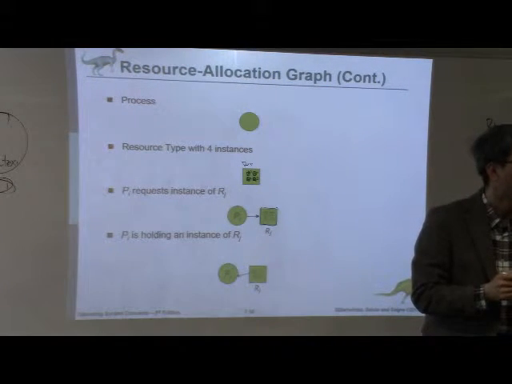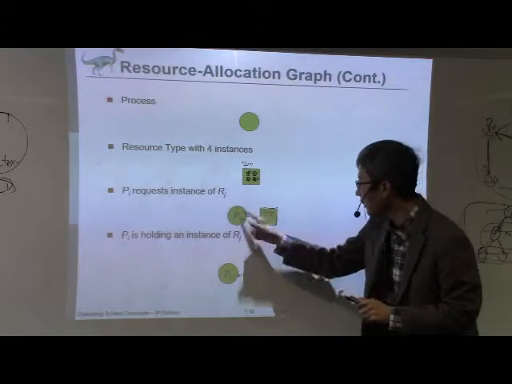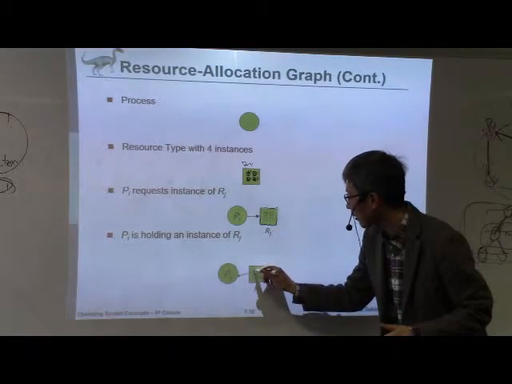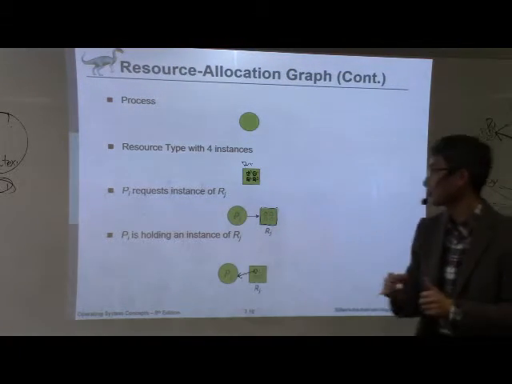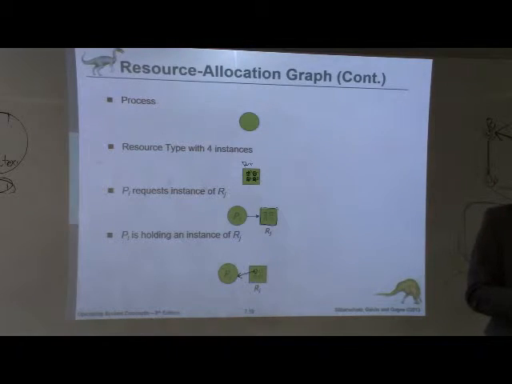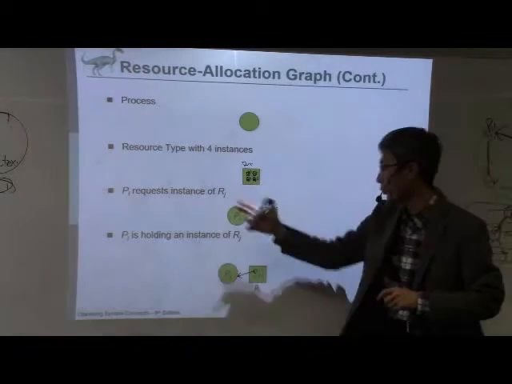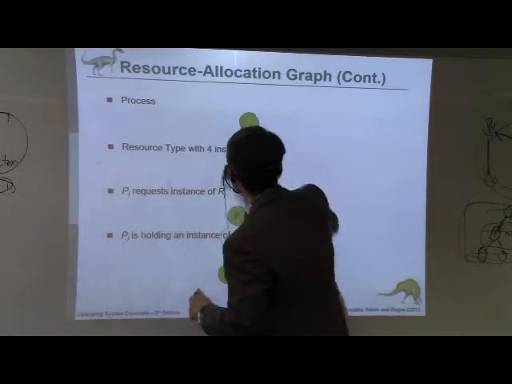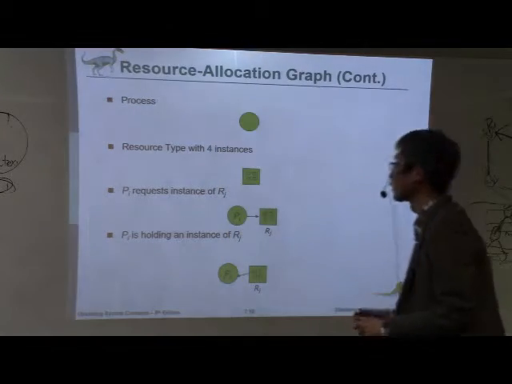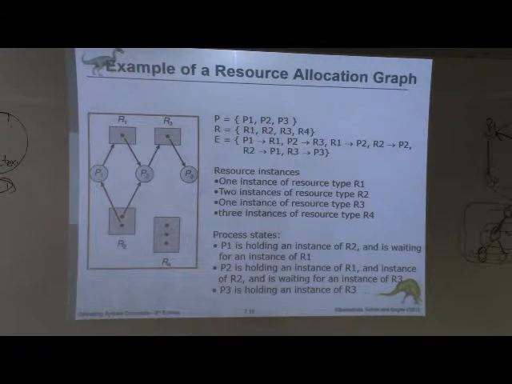Out of the box. Then, if one of the instances is assigned, we can point to the process. This is the request edge. So using this notation, for example, this is a resource allocation graph of the current status. How many processes do we have? P1, P2, P3. We have 3 processes.